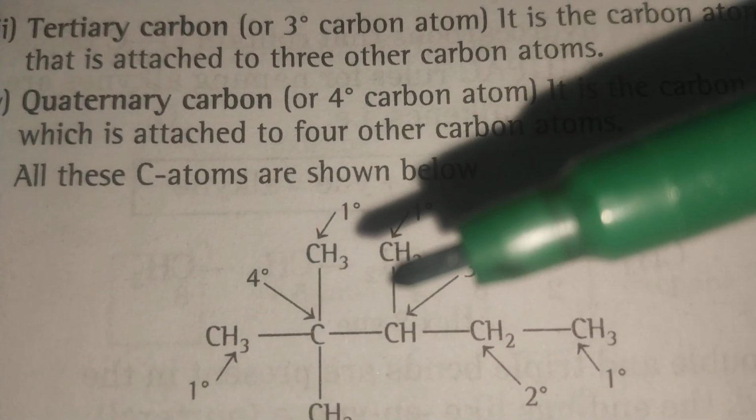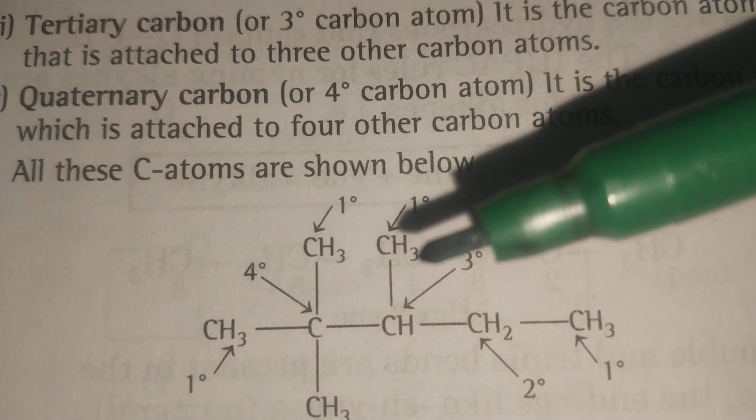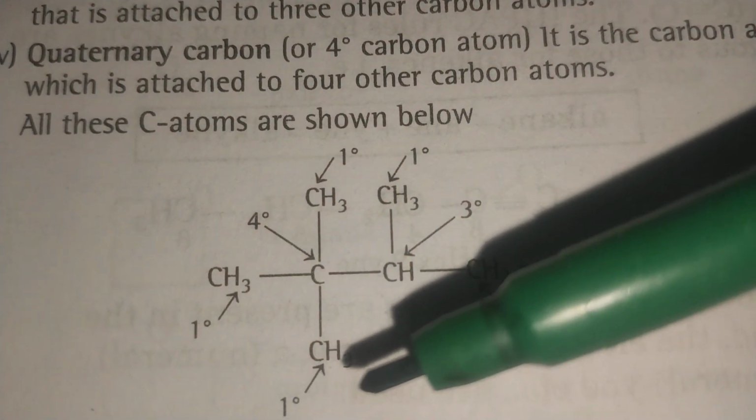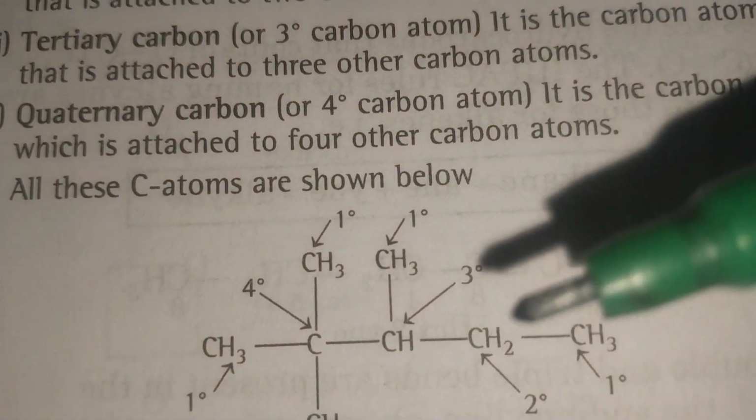1 degree carbons, that is primary carbons, are 5. This is 1, this is 2, this is 3, this is 4, this is 5. Okay. Again, we are going to 2 degree carbon.